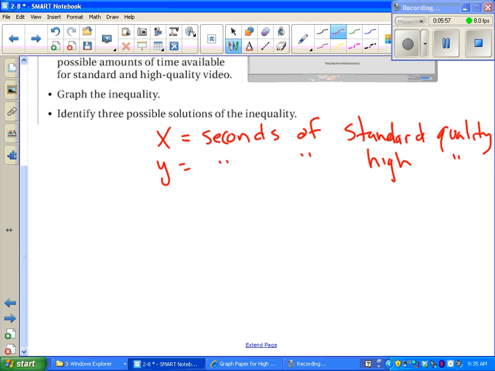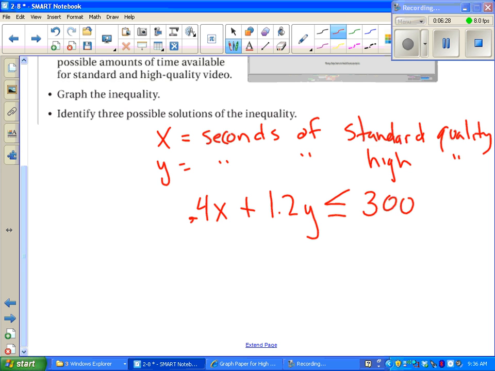Looking at the word problem, we see that the seconds of standard quality is 0.4 times the number of seconds, 0.4 megabytes times the number of seconds. Add that to the high quality, which is 1.2 megabytes per second. And that whole thing needs to be less than the total amount of space we have. And our total amount of space is 300 megabytes. And then it's telling us to graph this.